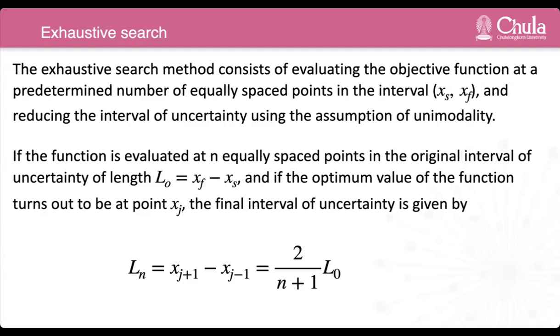So each time you can, sorry. The final interval of uncertainty is given by, from the starting point, once you pass, it depends on the point. If you use endpoints and distribute the interval equally, it means that the next step, the interval of interest starting from L0 will be reduced to 2L0 over n plus 1, right?